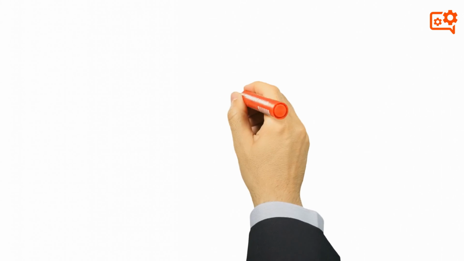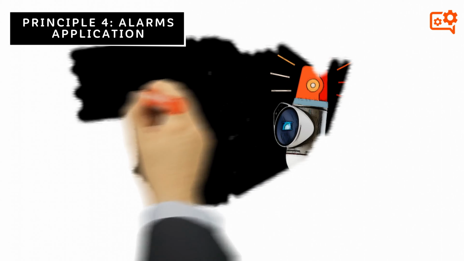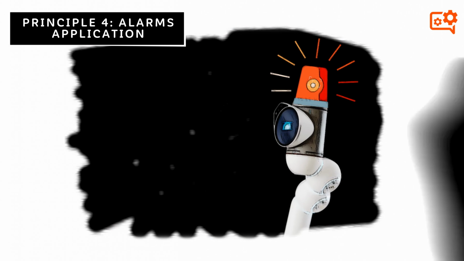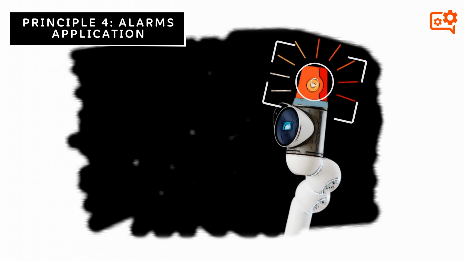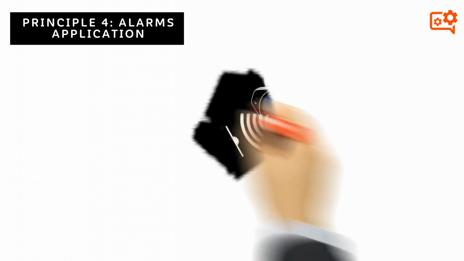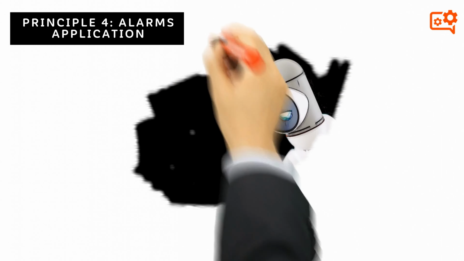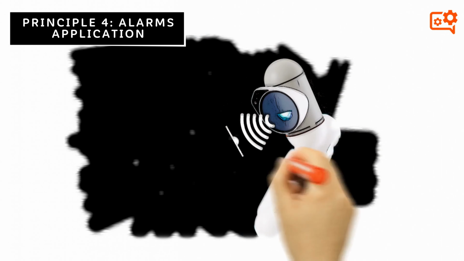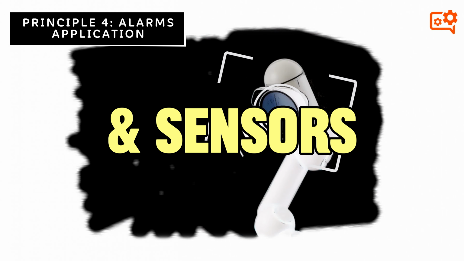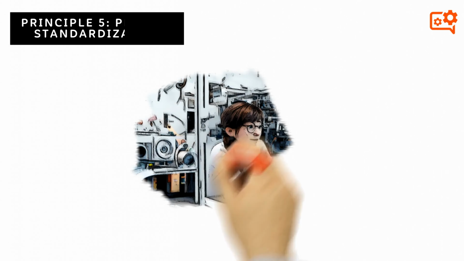The fourth principle of PokaYoke is to use sensors and alarms. This means using technology to detect errors and alert operators before they occur. For example, a manufacturing plant might use sensors to detect when a machine is about to malfunction and alert the operator to take action.